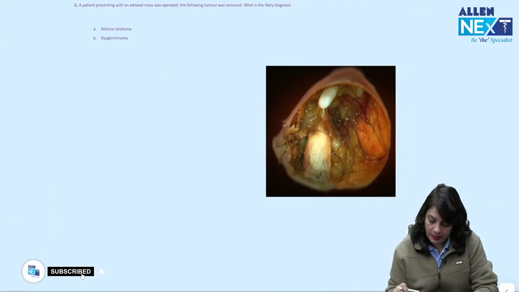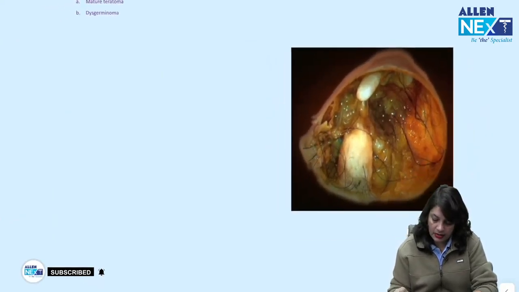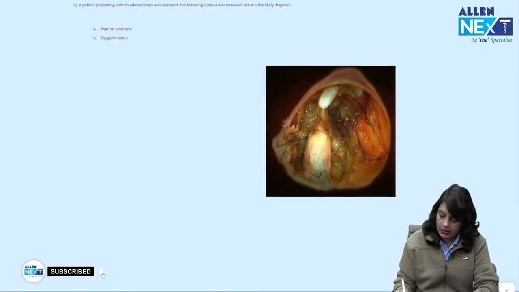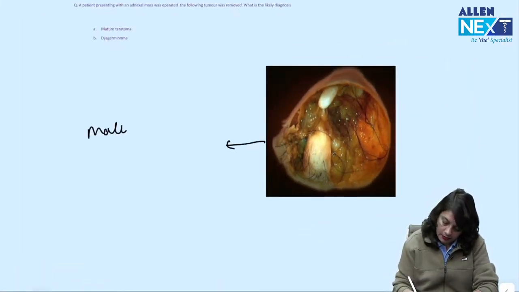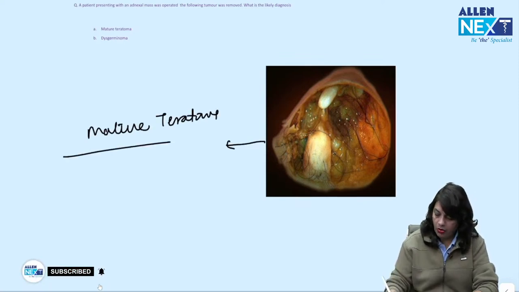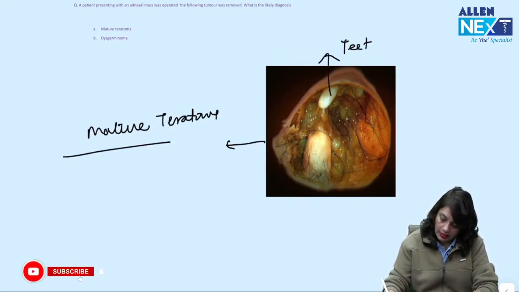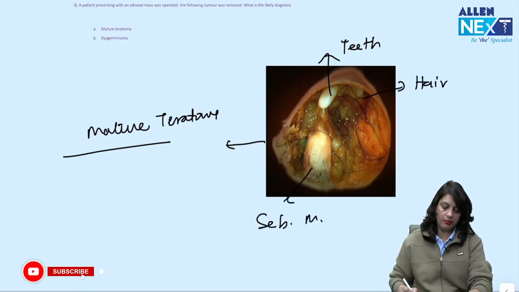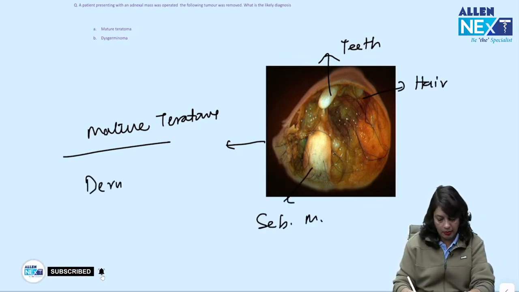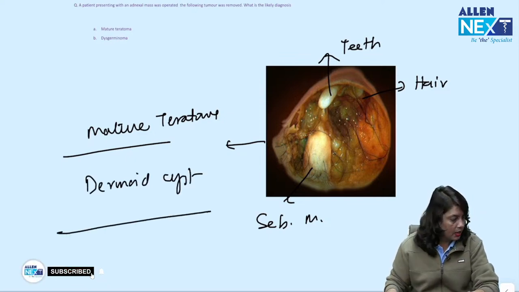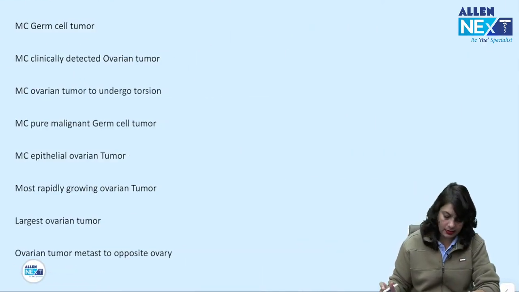Now, a patient presenting with adnexal mass was operated and it is removed. What do you see? You see this is mature teratoma because you can see the teeth, you can see the hair, you can see the sebaceous material. So, this is an image of dermoid cyst. Okay, image of a dermoid cyst.